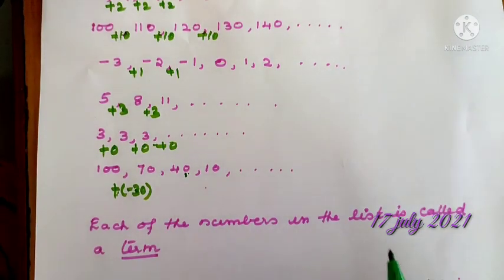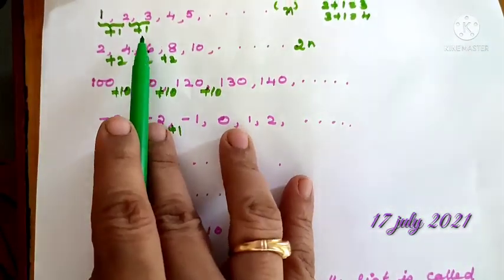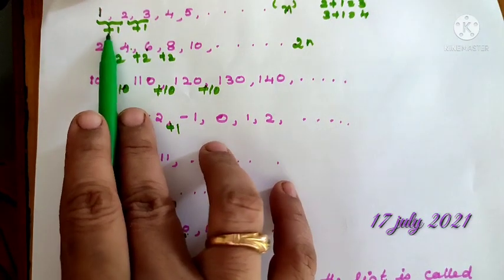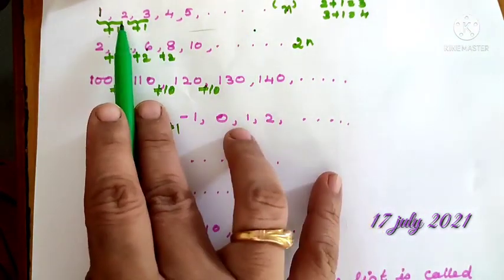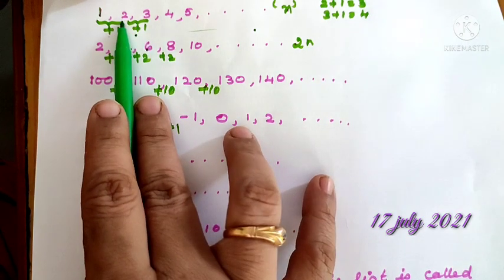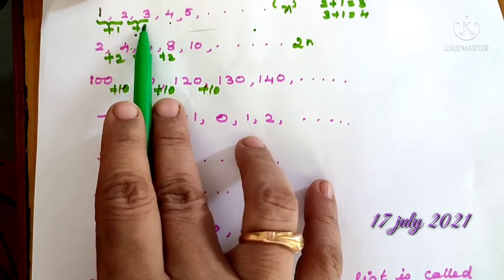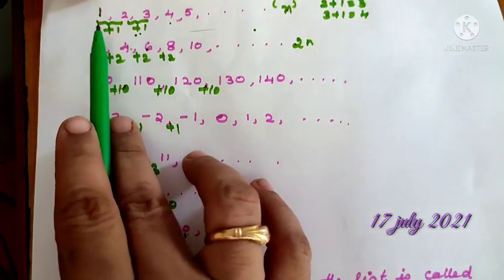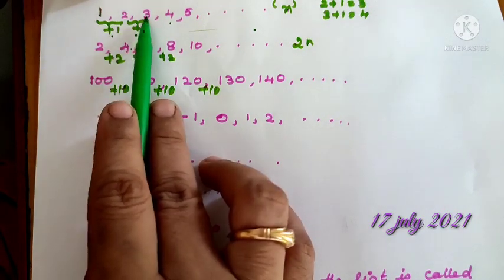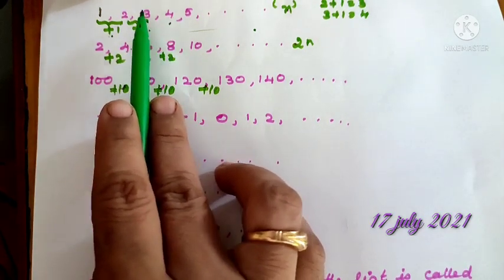But what is the condition here? The second term we are getting by adding a number to the previous term, and that number is fixed throughout the sequence, right? So for getting the third term we are adding some fixed number to the second term. For getting the fourth number we are adding some fixed number to the third term. So for getting the second term we added plus 1 to the first term. For getting the third term we added plus 1 to the second term, and for getting the fourth term we added plus 1 to the third term.